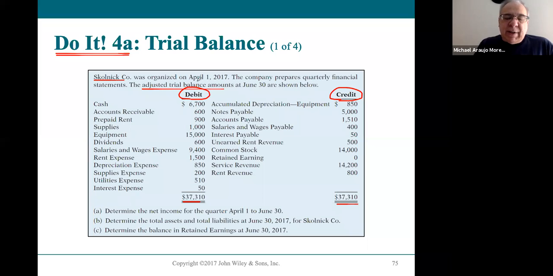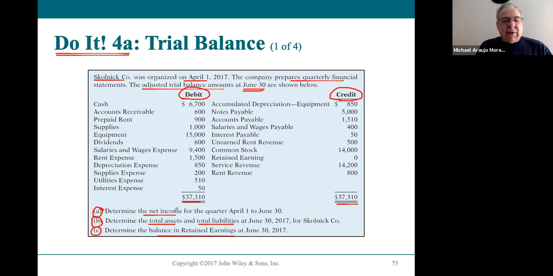Your job here, now this particular company was organized in April and is preparing a quarterly statement. So the statement's going to be dated on June the 30th. So the first thing they want you to do is determine net income, which you know is the income statement. The second thing they want you to do is not what I would ask you to do. They only want total assets and total liabilities. So that's, again, I didn't write the book. I would have preferred a better example here. And the third thing they want you to do is what's the balance of retained earnings.